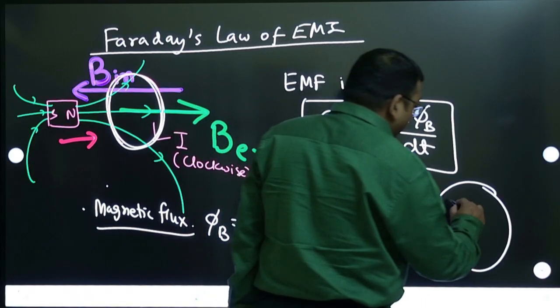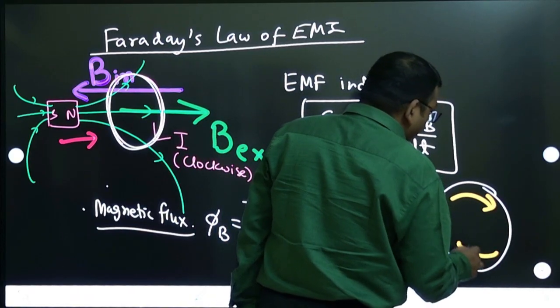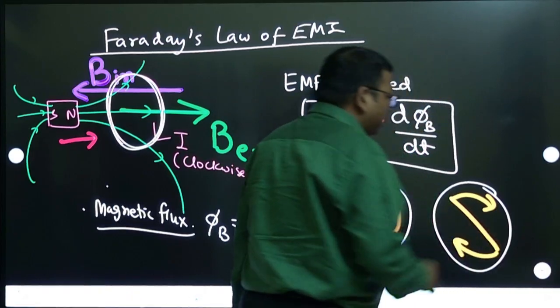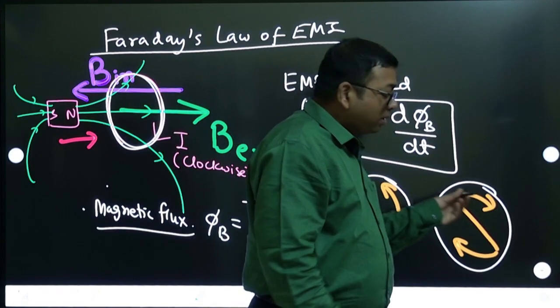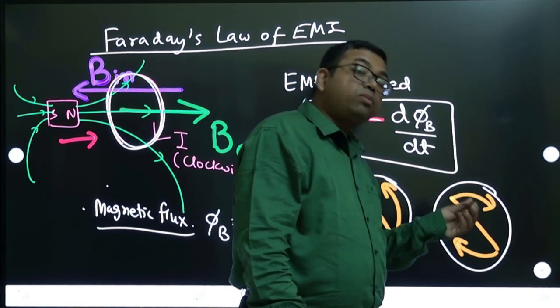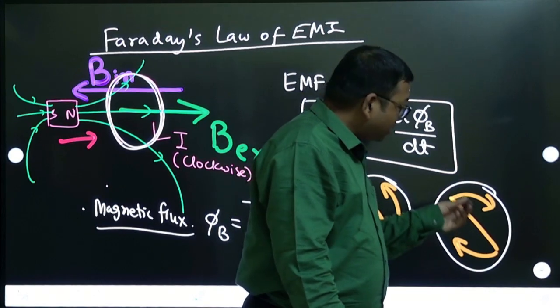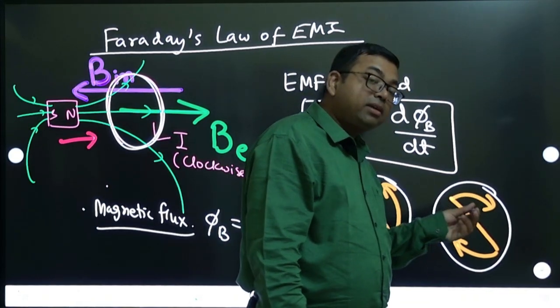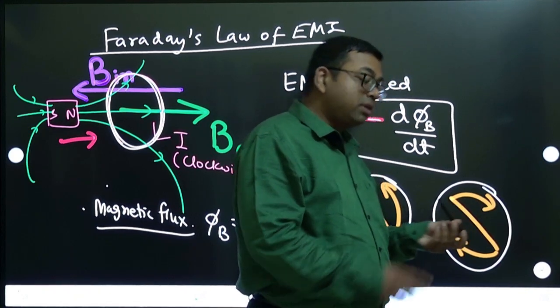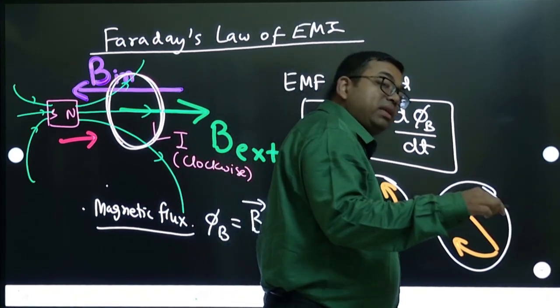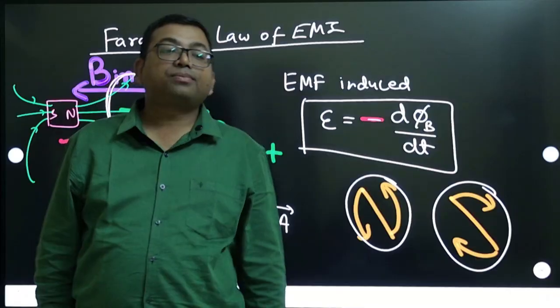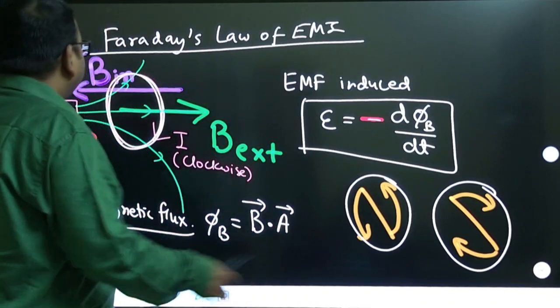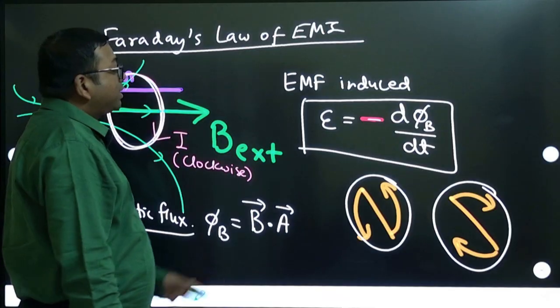Similarly, suppose you are moving the south pole, then the magnetic field is coming in this way, because towards the south pole the magnetic field comes. So the magnetic field will be coming out, and that magnetic field will increase. So to oppose this, it will induce a magnetic field going inside. Going inside means the current must be clockwise. Clear? So this is the idea about Faraday's law and Lenz law.